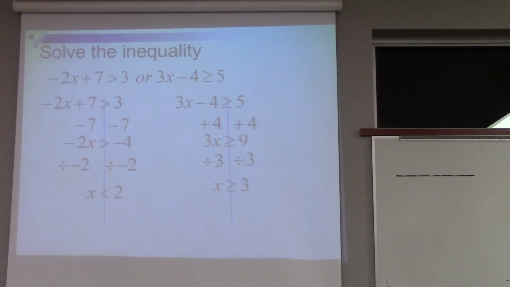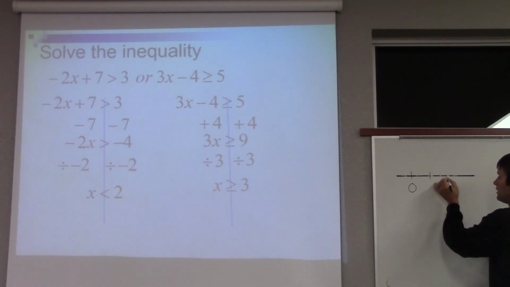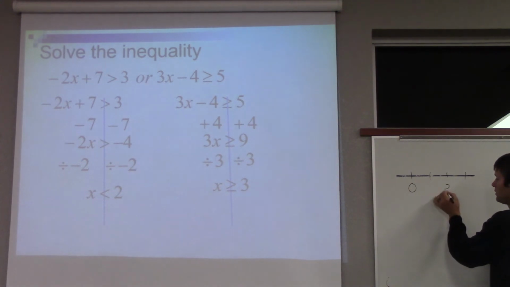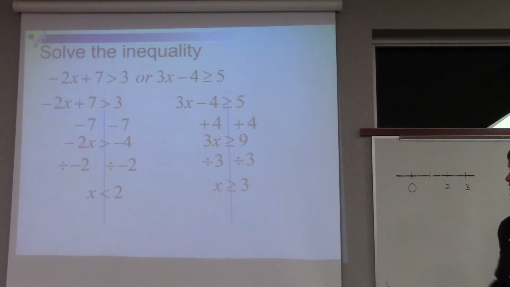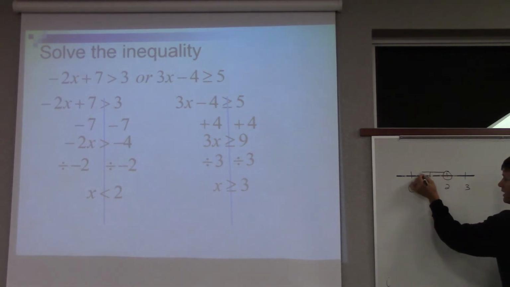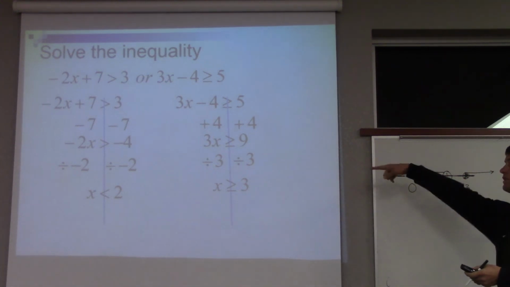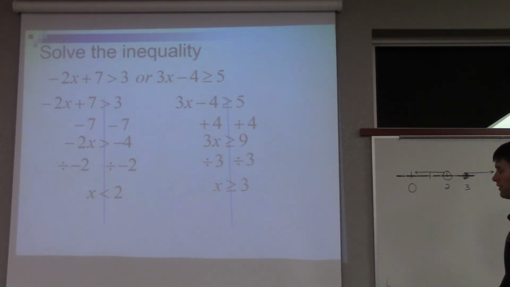X is less than 2. So let's go ahead. X is less than 2. So we'll go 0, 1, 2, 3. So we have 2, 3. X is less than 2. So you go to 2, open dot, less than, so we go to the left. X is greater than or equal to 3. So 3, closed dot, because it's equal to, it's greater than. Anytime you have or, they will be going away from each other. So it could be anything less than 2 or greater than or equal to 3.